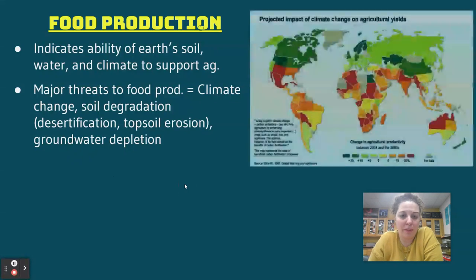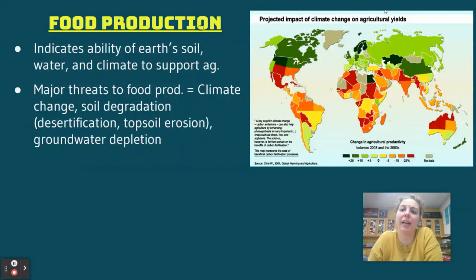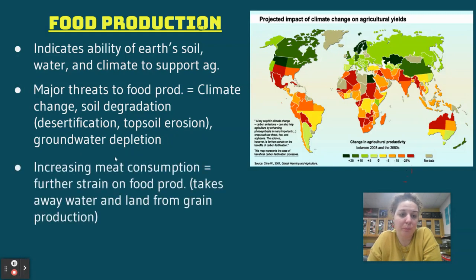support the human population. You can see this diagram here shows you the projected impact of climate change on agricultural yields. You can see that's really going to be concentrated near the equator, so southern United States, South America, Africa. You can see those red areas show that there's a projected 25% decrease in agricultural productivity. So that's a pretty big change.